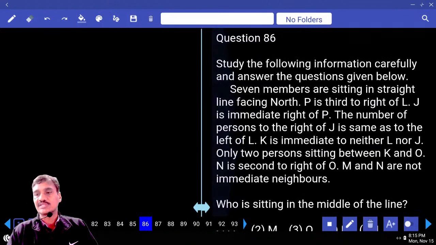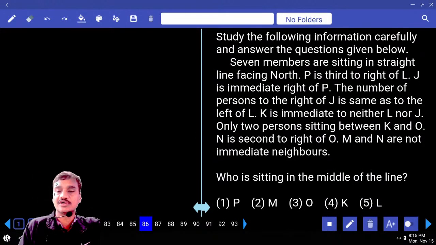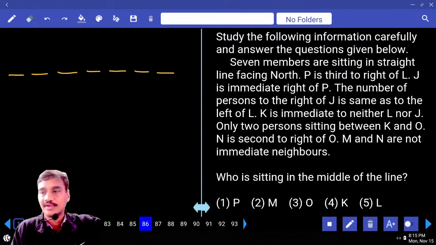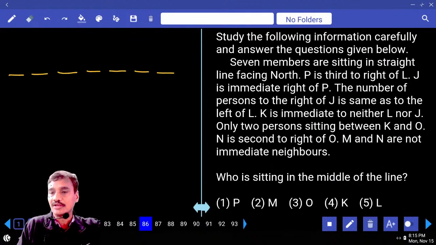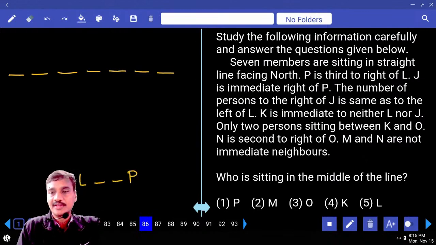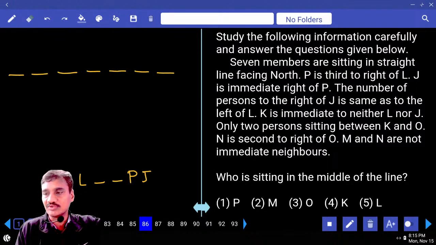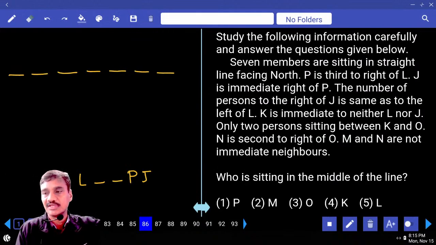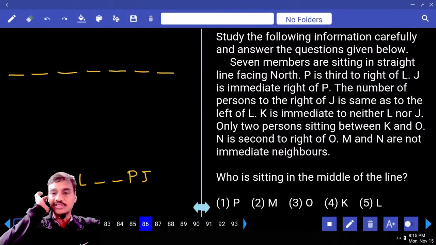దెన్ నెక్స్ట్ వన్. 7 members ఆర్ సిట్టింగ్ ఇన్ ఎ స్ట్రైట్ లైన్ ఫేసింగ్ నార్త్ అన్నాడు. 1 2 3 4 5 6 7 అండ్ P is south to the right of L and J is to the immediate right of P. P is south to the right of L అంటే ఎలా రాయాలి చెప్పండి? P is south to the right of L, J is to the immediate right of P, J is here. And number of persons sitting to the right of J is same as to the left of L అన్నాడు. J కి L కి మధ్యలో 1 2 3 4 5 members అయిపోయారు, isn't it? And K is immediate to neither L nor J.